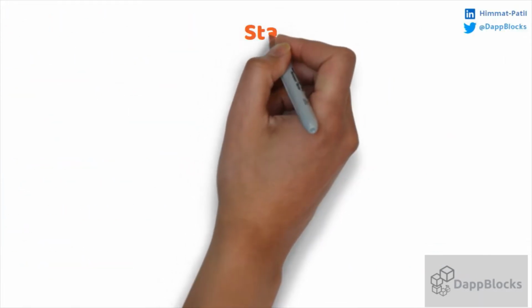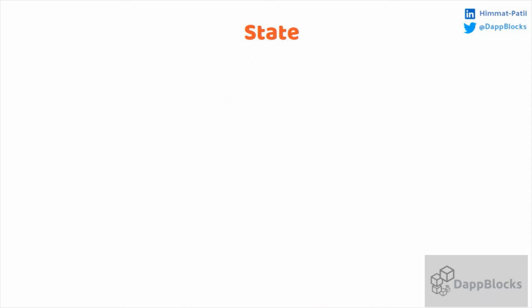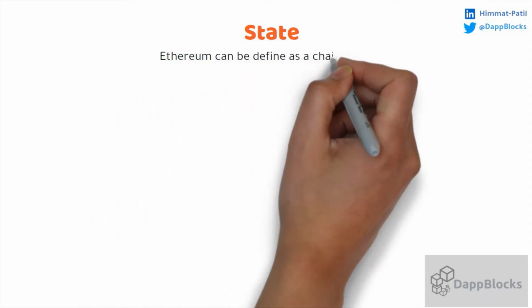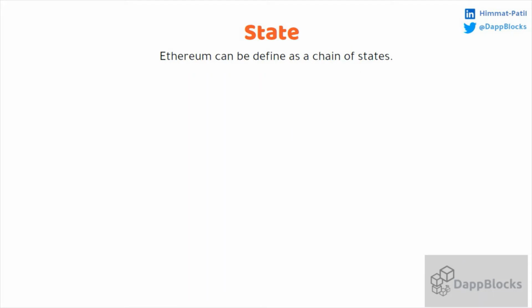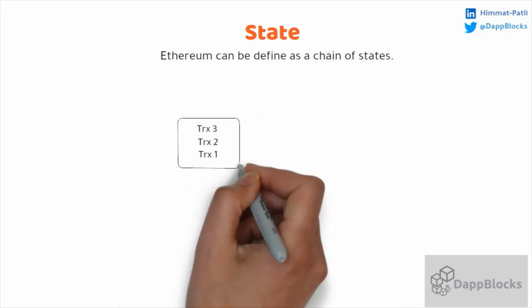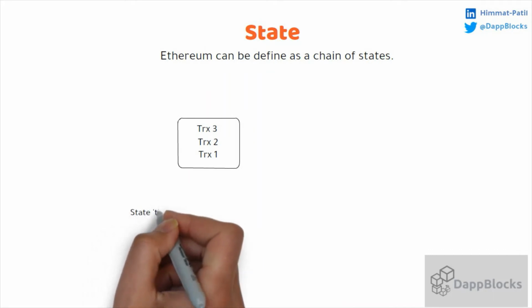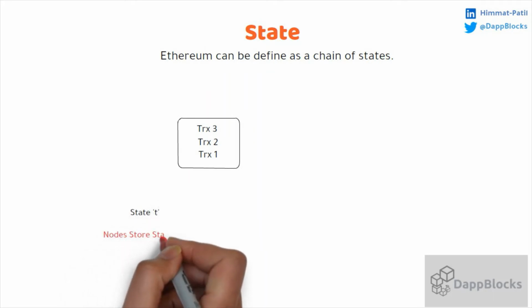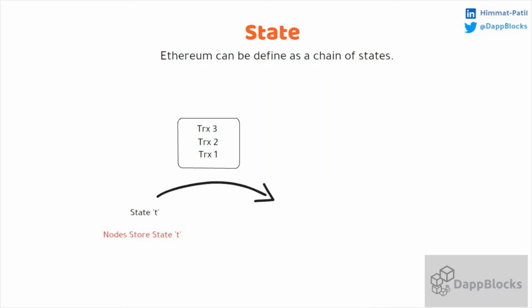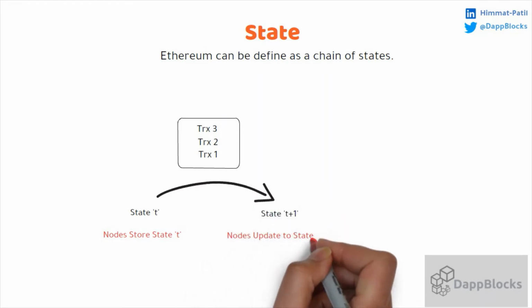So we have mentioned that a node stores state. What is state? Now let's understand that. Ethereum can be defined as a chain of states. Consider an example. Here we combine these three transactions in a block and we should have one state before these transactions. Let's call it state T, and there should be another state after these transactions called state T plus 1.